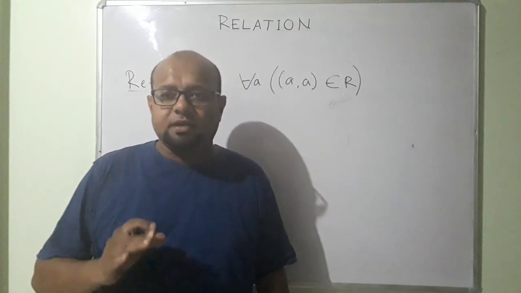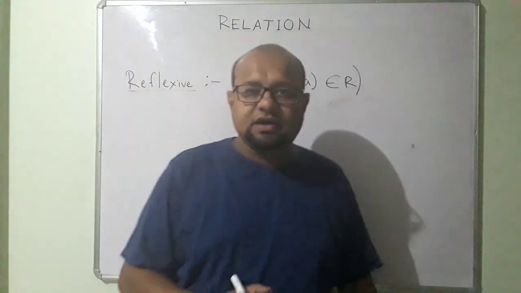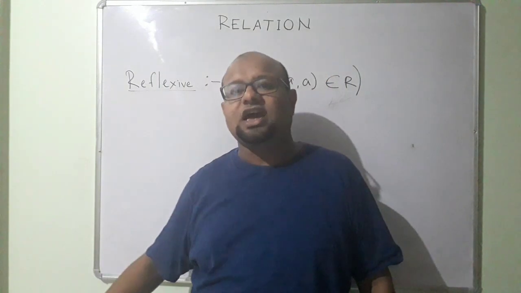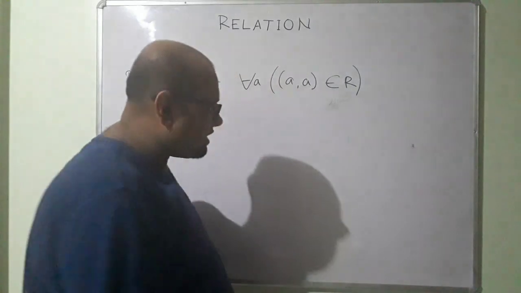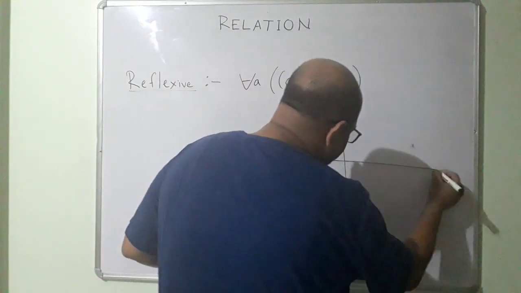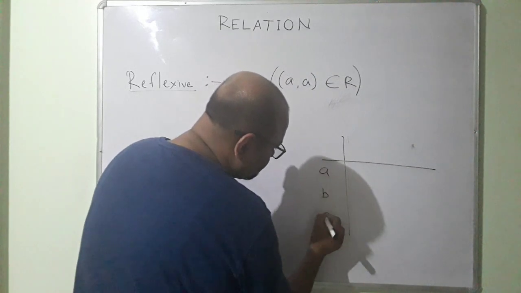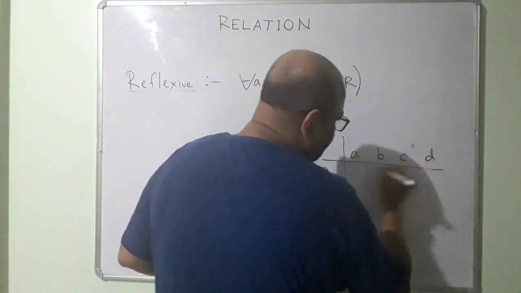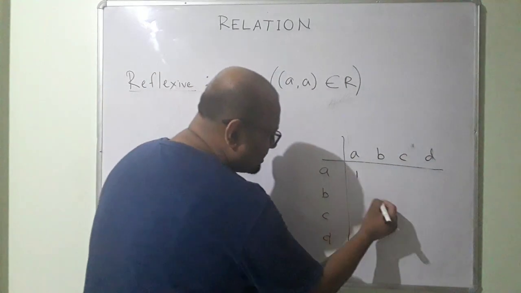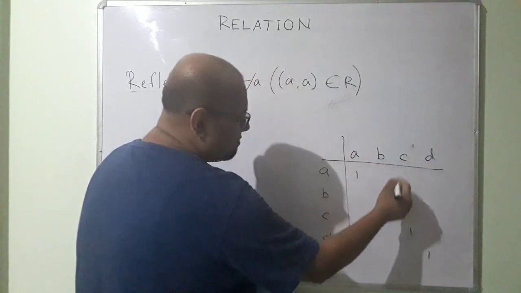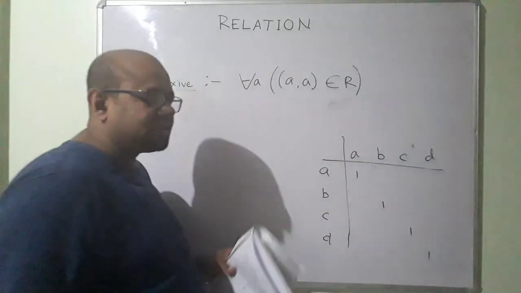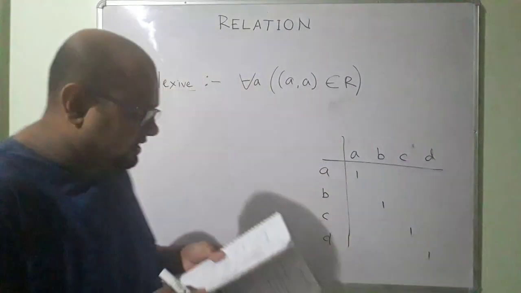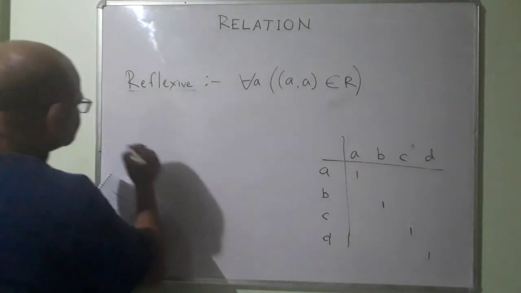When I have a matrix representation of the relation, these (a, a), (b, b), (c, c) will all be along the diagonal, right? So if I have this set with 4 elements, say A, B, C, D, this will be the matrix representation. If all of these are 1, (a, a), (b, b), (c, c) and (d, d), then we say that the relation is reflexive. Alright. Then the next definition, symmetric.